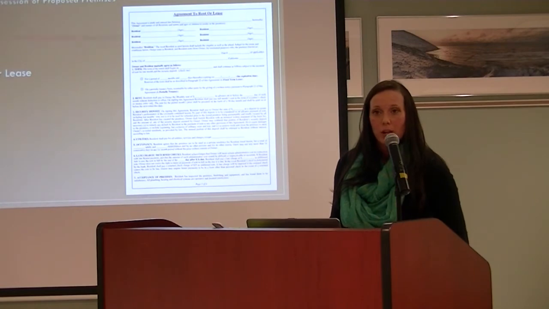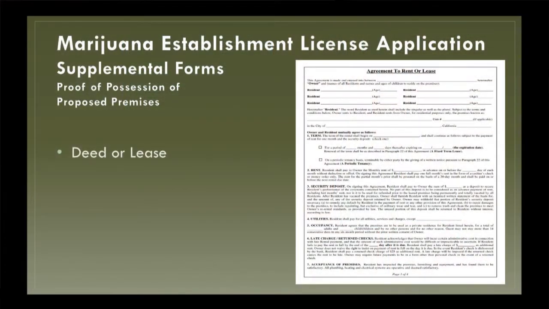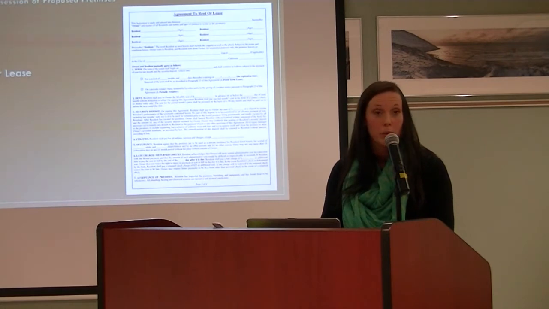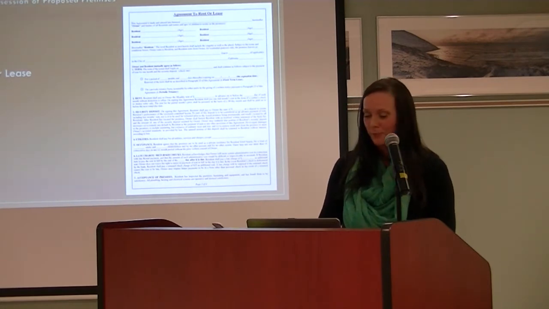So the next required supplemental form is proof of possession of proposed premises. We fondly refer to that as POP at AMCO because it can be a tongue twister. So this is a deed or a lease. So at the time that you apply for your license, we must receive a valid signed deed or a lease showing that you have right to possession of the proposed premises.